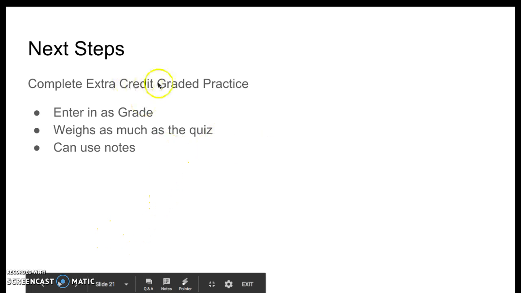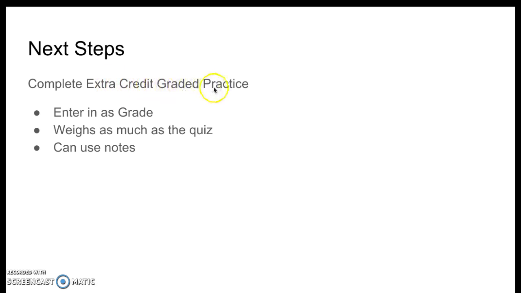Next steps. You want to make sure that you complete your extra credit graded practice, because that's what I'll actually be entering in jump rope. It's going to weigh as much as the quiz. You can use your notes on it, so whatever notes you took from this video or notes you had before, you can use your notes to help you out.